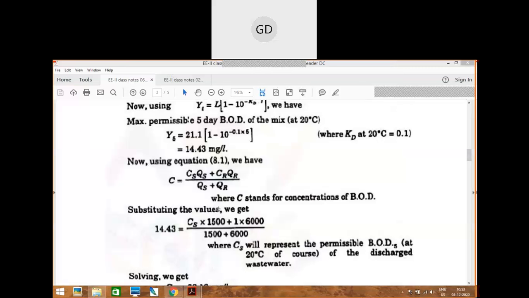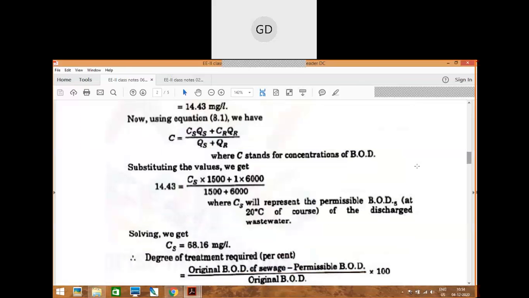Okay. So after finding the maximum permissible 5-day BOD, now you equate again. You use the same equation for the concentration of sewage and stream, the mixture. Now you put the value of the concentration of BOD as 14.43, and using the same equation you find out CS, the sewage concentration. After solving you will get it to be 68.16 milligram per liter.